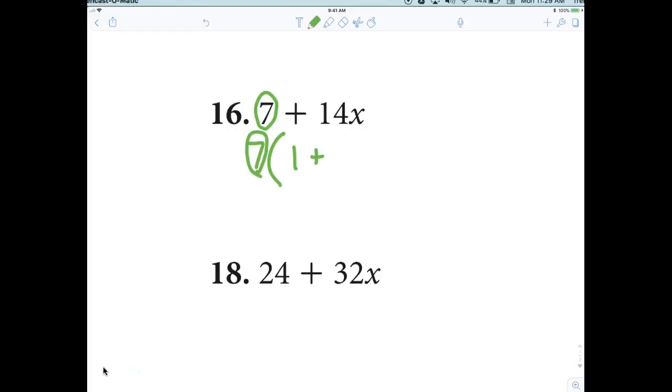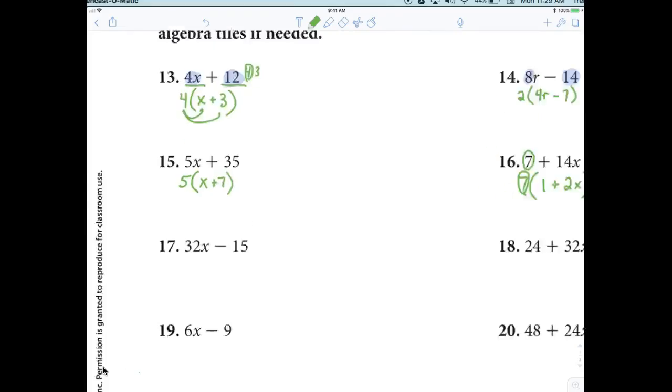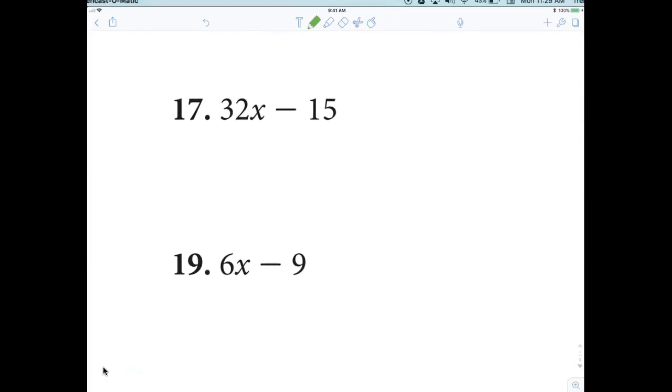Yep, that's correct. 1 plus 2x. Do you agree with that? All right. 17. Wow, is there anything common with 32 and 15? No. So we say this, believe it or not, is prime. All right, here we go.